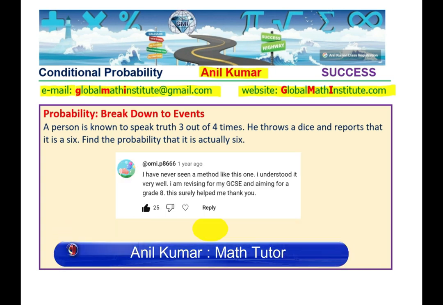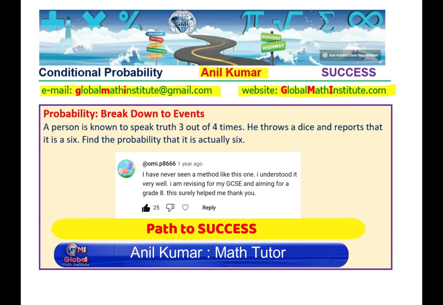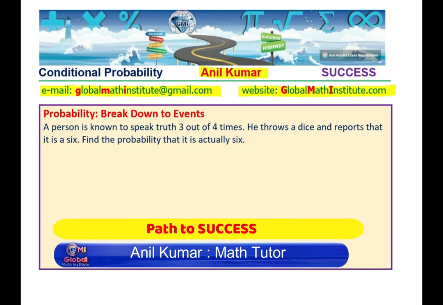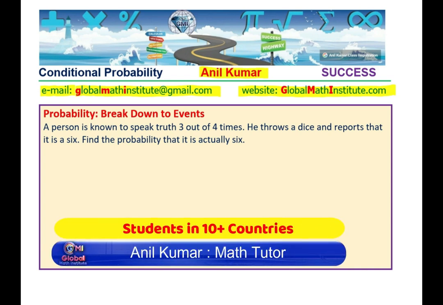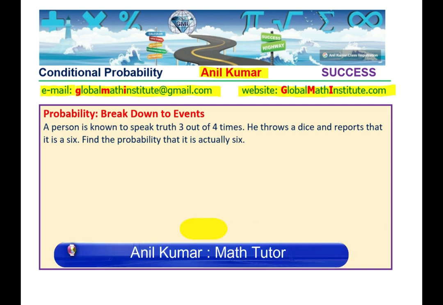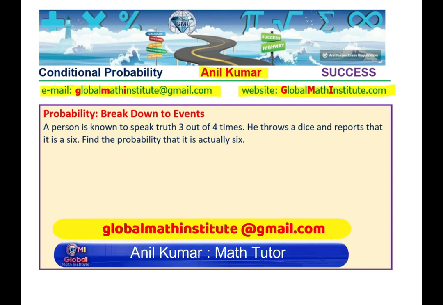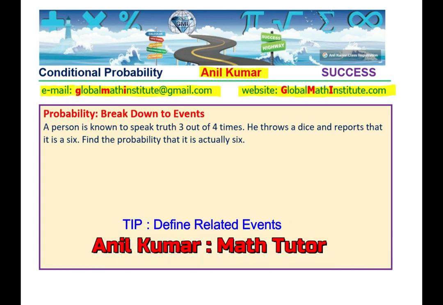Here is a very beautiful question based on conditional probability. A person is known to speak truth 3 out of 4 times. He throws a dice and reports that it is a 6. Find the probability that it is actually a 6. Great.